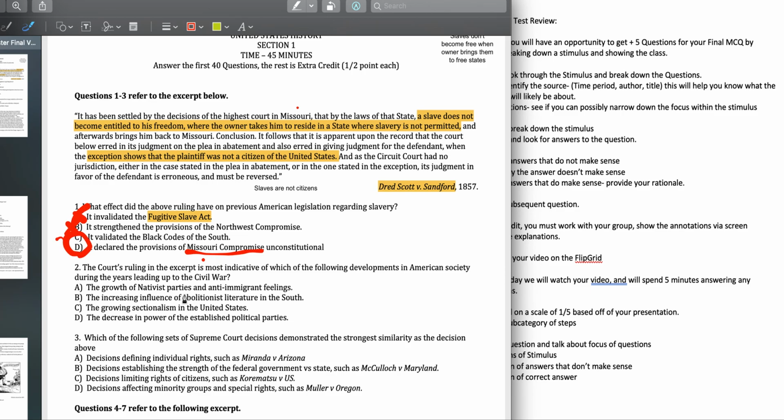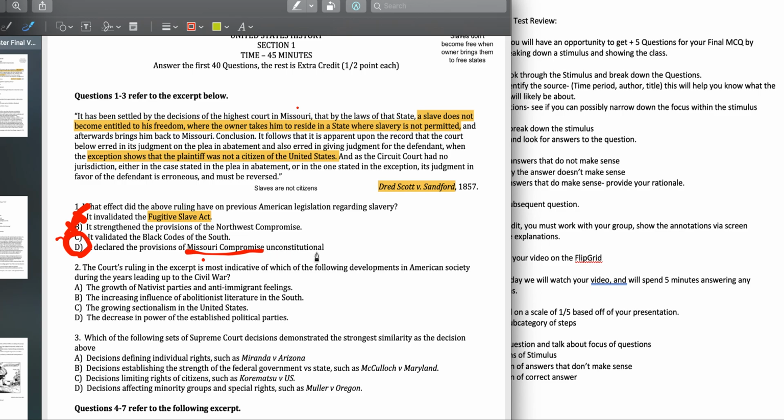It declared the provisions of the Missouri Compromise unconstitutional, meaning that slaves, just because they step on free land, and remember the Missouri Compromise, they gave Missouri as a slave state, and even in Missouri, right? When slaves were moved around, just because they moved to a free place, they're no longer free, right? Sorry, that was a little circular, but again, you must know that.